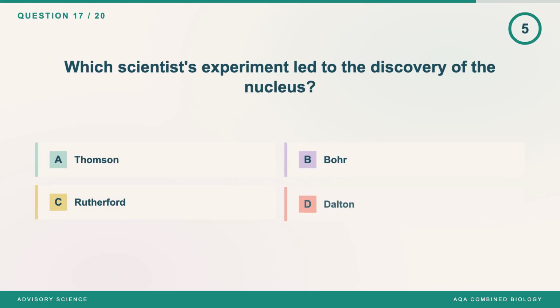Question 17. Which scientist's experiment led to the discovery of the nucleus? Option A, Thomson. Option B, Bohr. Option C, Rutherford. Option D, Dalton. What is your answer?